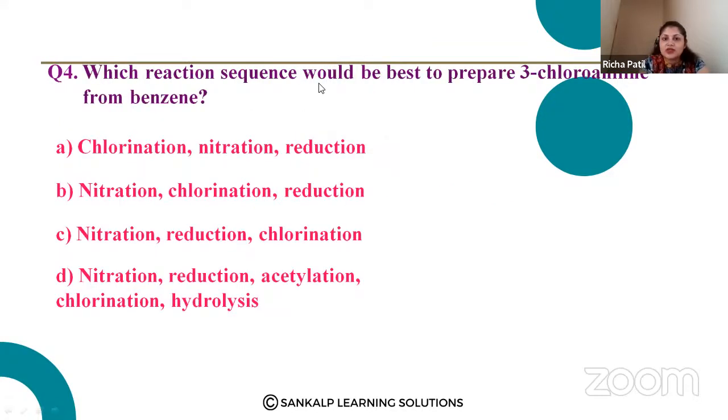Which reaction sequence would be best to prepare 3-chloroaniline from benzene? So we have to follow some steps, and at last we have to prepare our product of interest, 3-chloroaniline. This is aniline, positions 1, 2, 3, so it should be 3-chloroaniline. So which steps are you going to use from benzene? This is the structure of benzene. First, what are you going to do?